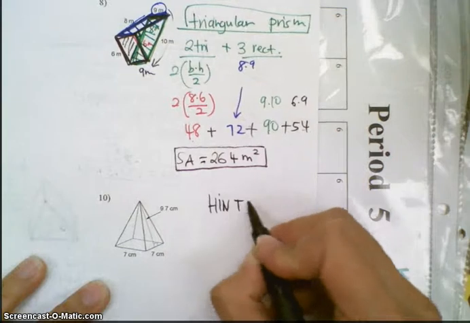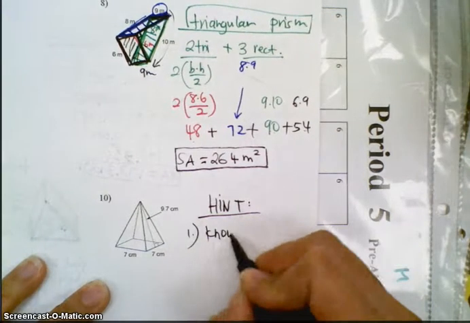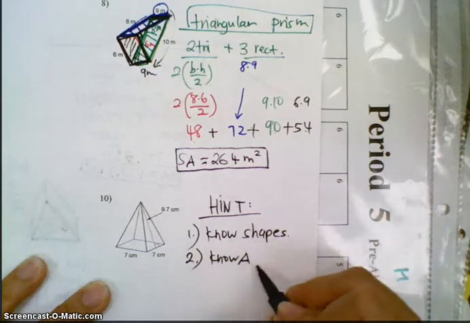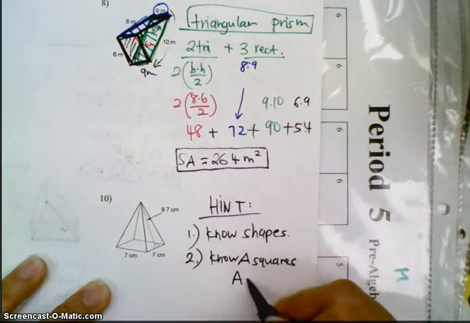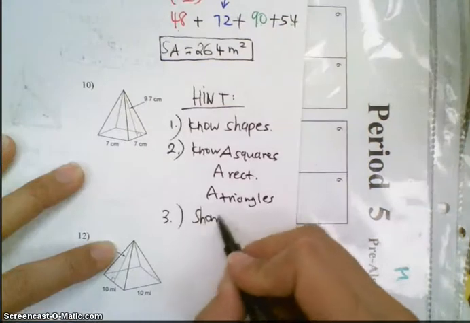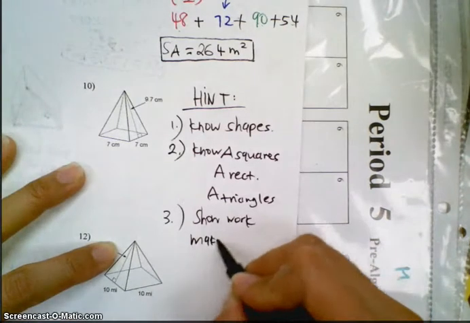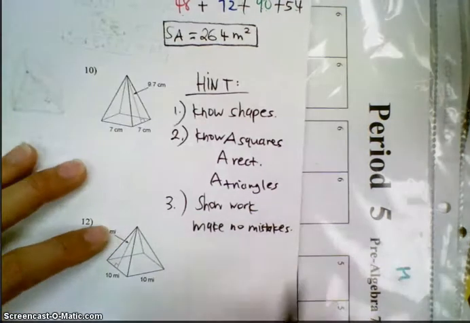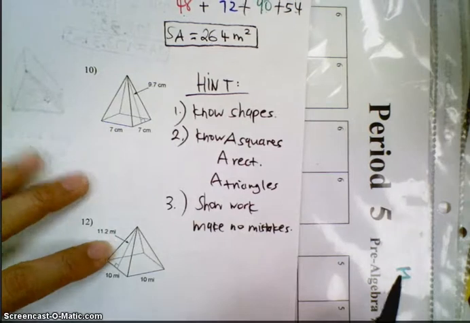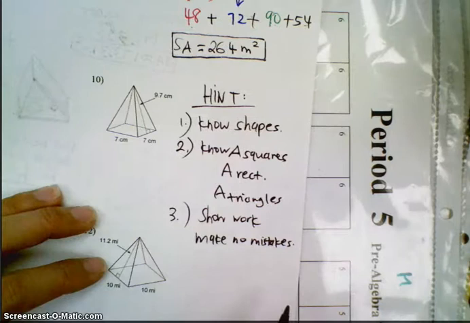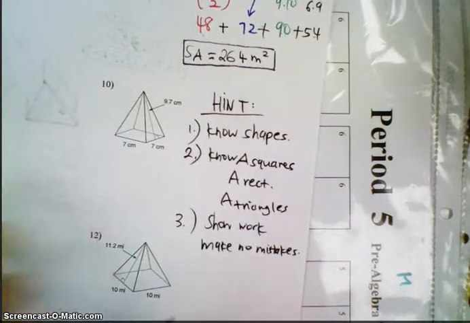Okay, a couple of hints for tomorrow when you take your quiz. Know your shapes. Second, know the area of squares, area of rectangles, and area of triangles. I won't give that to you on the test. Third, make sure you show your work so you make no mistakes, because it is so easy to. These questions require so many steps that one little number multiplied wrong or one little number added wrong will get you to the wrong answer. Study hard. See you tomorrow.